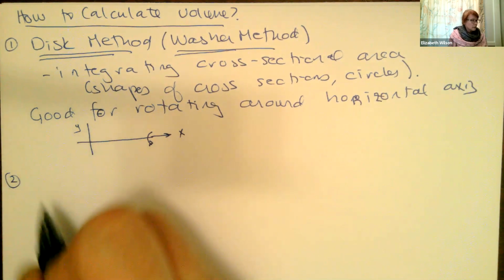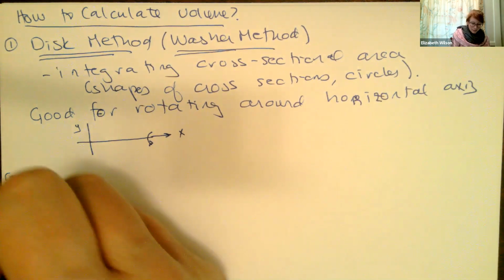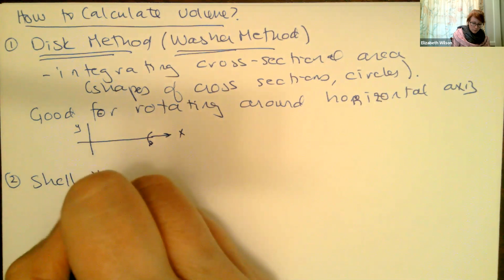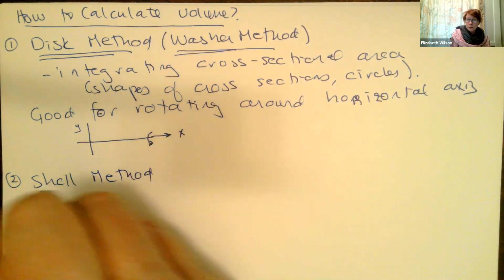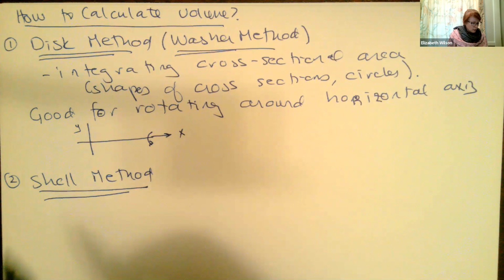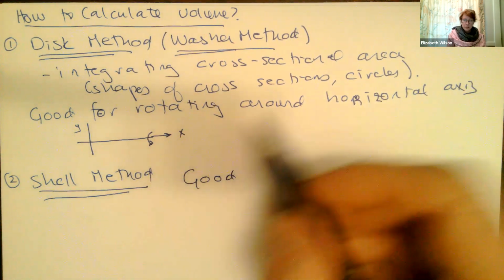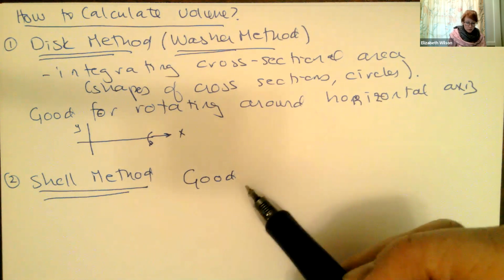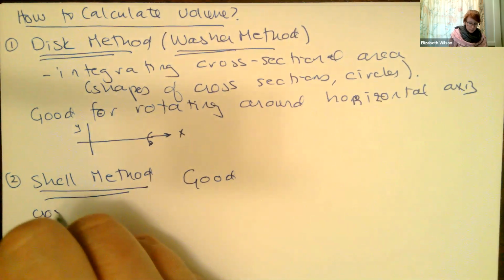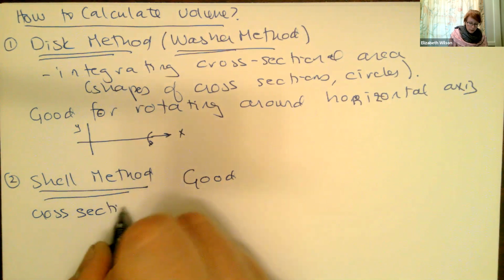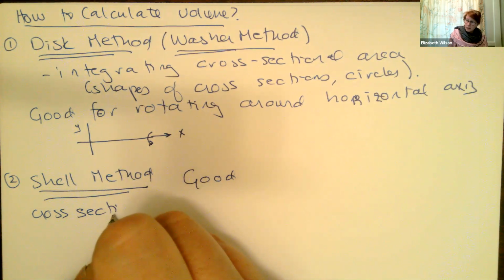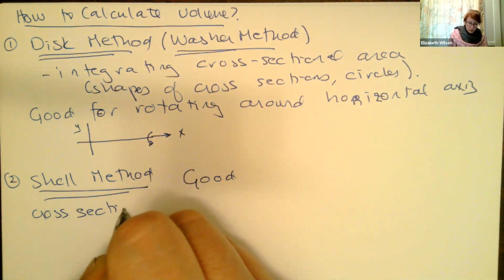The other method is called the shell method. Some books call it the cylindrical shell method. It's the same thing, shell method. Here we've also got these cross-sectional areas. They're also circles. It's not really an area. It's sort of like a cross section. Let me think about this.